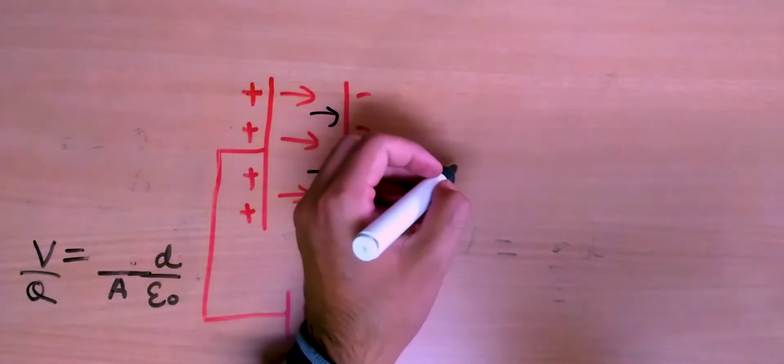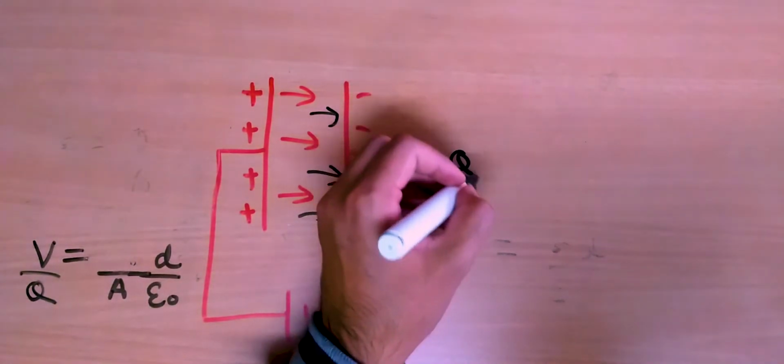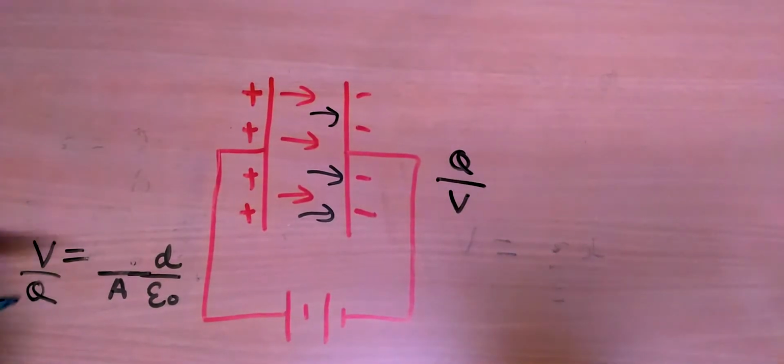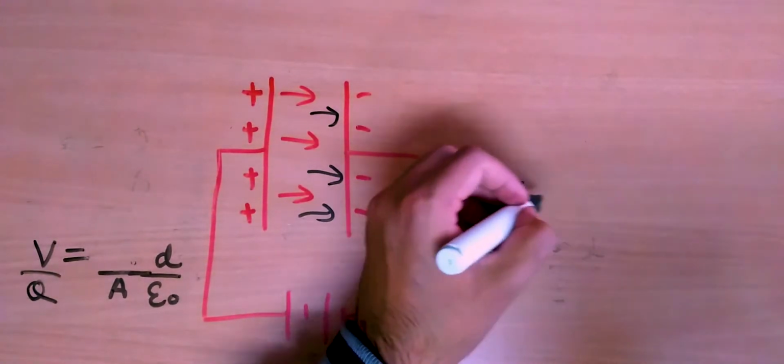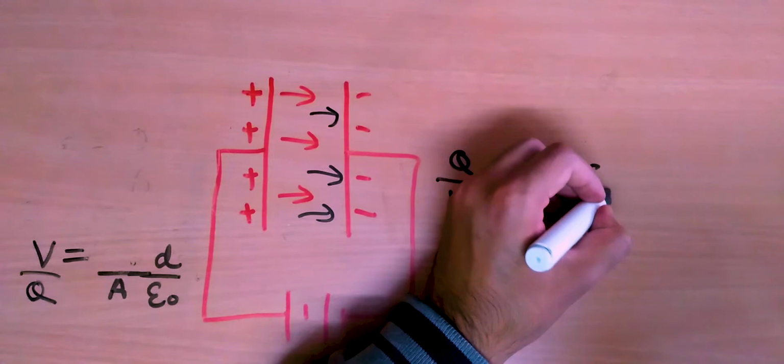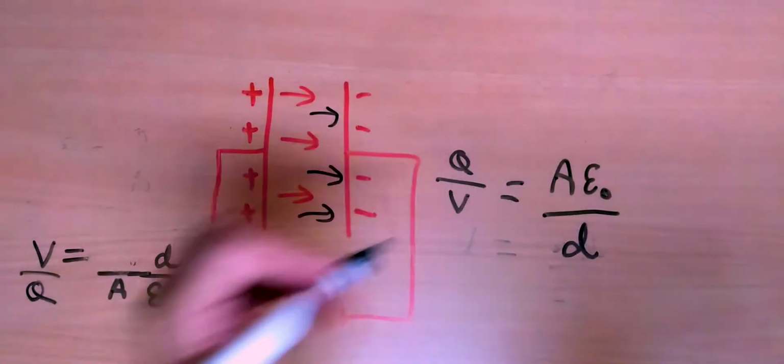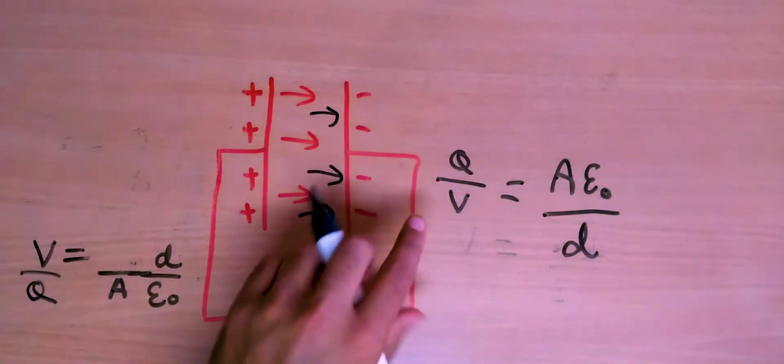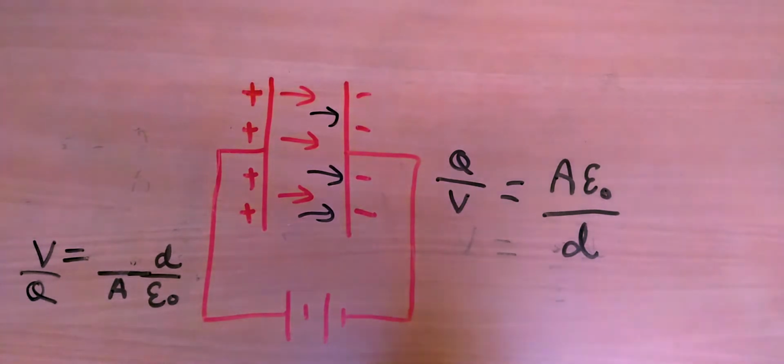I'll write that here due to lack of space. So Q upon V, I'm just taking the reciprocal of both the sides. I get A epsilon naught upon D. Simple? Yeah. And now if you remember, what is Q upon V?